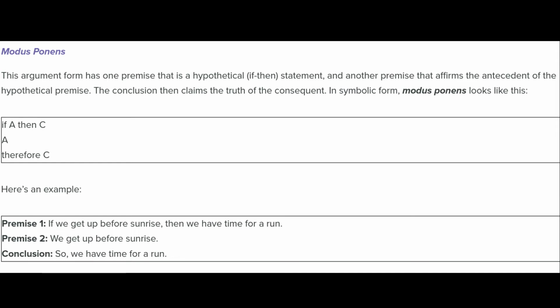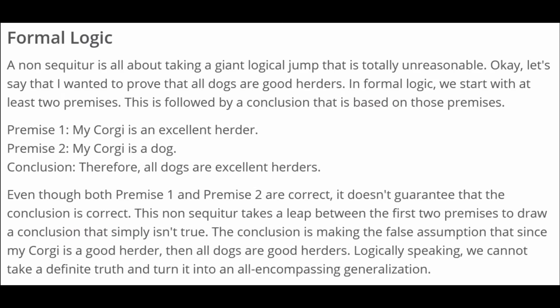Lumen Learning's Logic course made a non sequitur trying to formulate a modus ponens argument showing how hard it is to be logical. Premise 1: If we get up before sunrise, then we have time for a run. Premise 2: We get up before sunrise. Conclusion: So we have time for a run. While formulated correctly as modus ponens, "if we get up before sunrise, then we have time for a run" does not follow necessarily, emergency, etc., and therefore makes a leap in logic, showcasing our first fallacy, non sequitur.